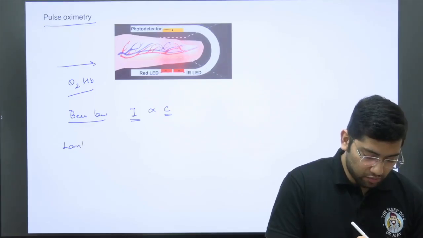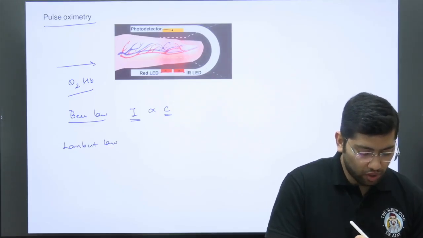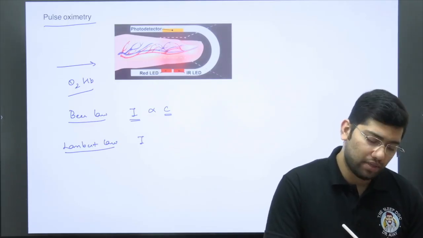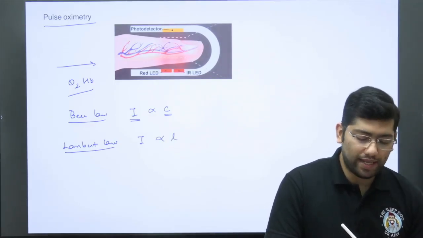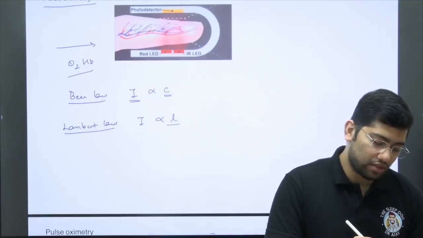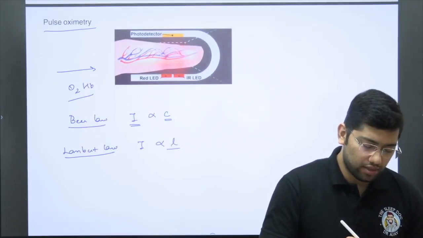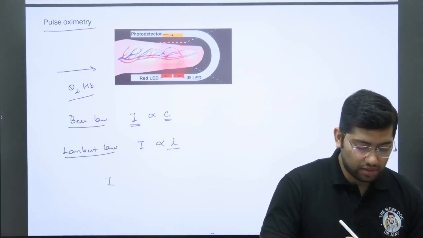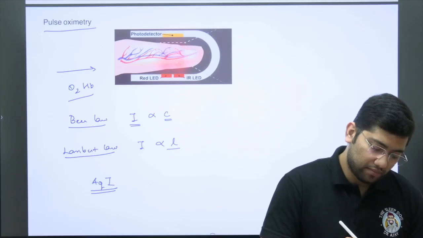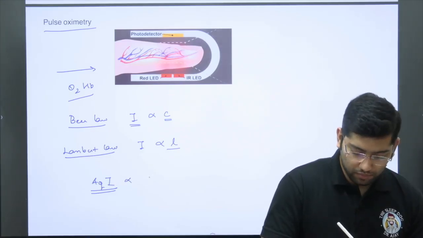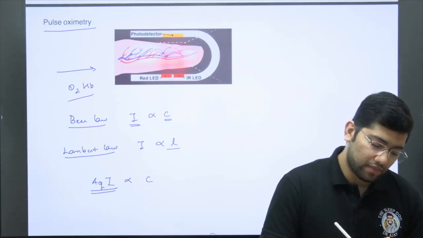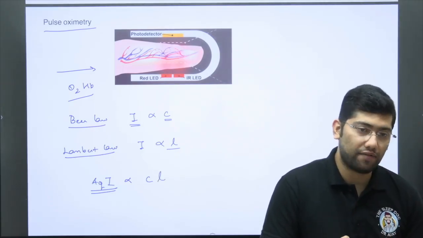And there is one more law called Lambert's law. Now, what does Lambert's law state? The absorbance of the transmitted light intensity is directly proportional to the length traversed by the light in that medium. Okay. So now, putting these two together, the absorbance is directly proportional to the concentration of the substance in the medium and the length traveled by the light.